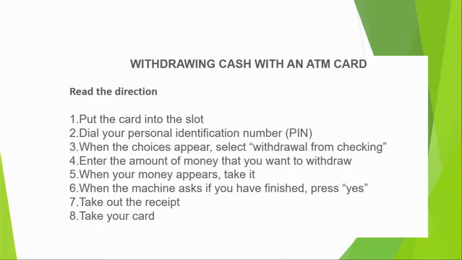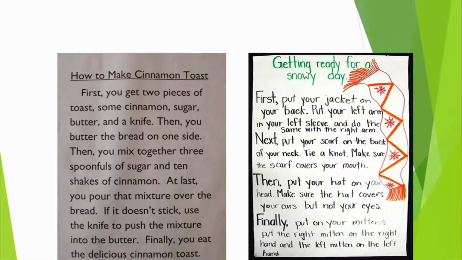Between your card and the receipt, they will appear randomly. It can be number 7 then number 8, or number 8 then number 7, depending on the ATM machine set by the bank. Right.